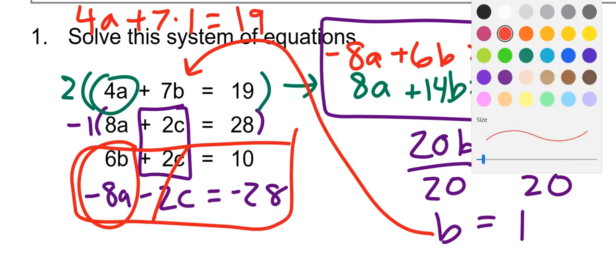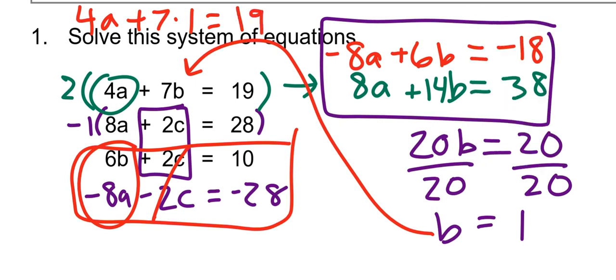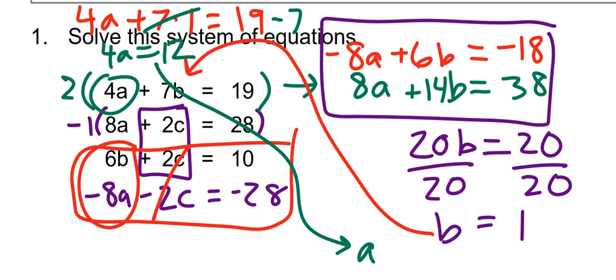How much should we subtract from both sides? 7. So that would be 4A equals 12. And if we divide by 4, we find out what? A is 3. Now what are we going to do? We got A and B.